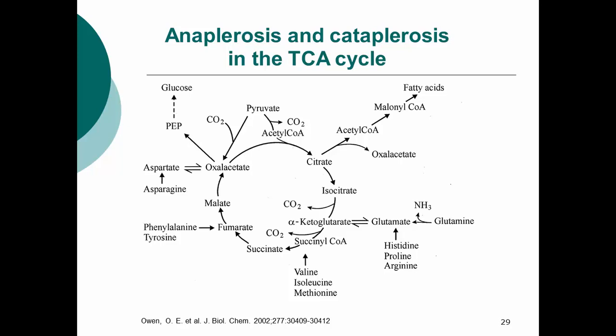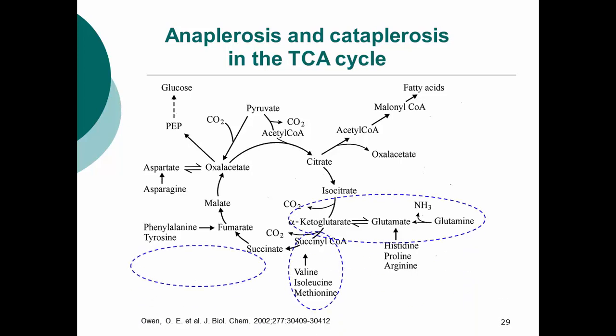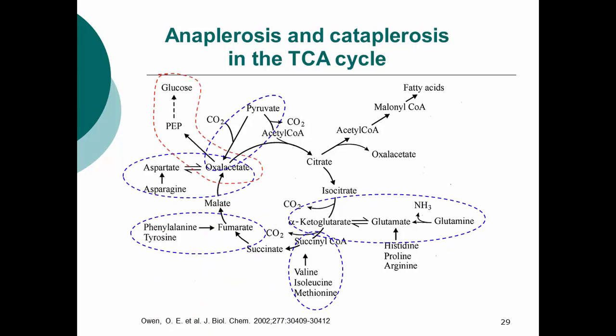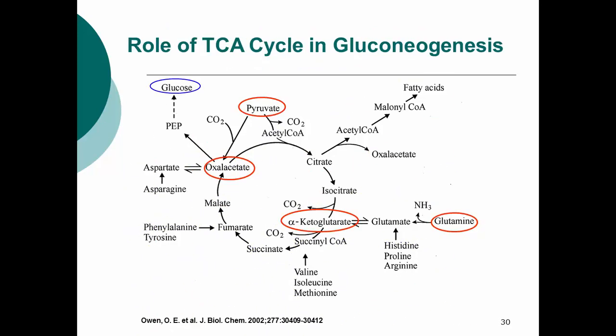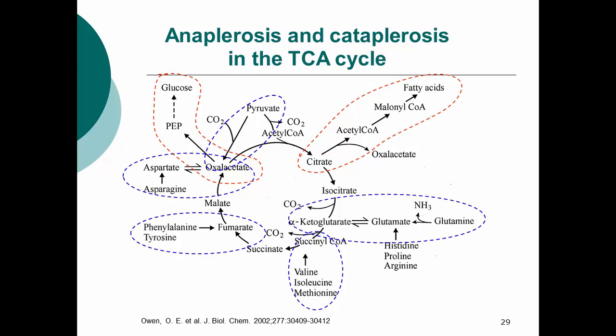See, for example, here, let me just put all the circles here. So highlighted in blue with all the process, you can see we're adding intermediates to the TCA cycle, right? For example, glutamine can be converted to alpha-ketoglutarate. So with this reaction we can increase the alpha-ketoglutarate in the TCA cycle, right?